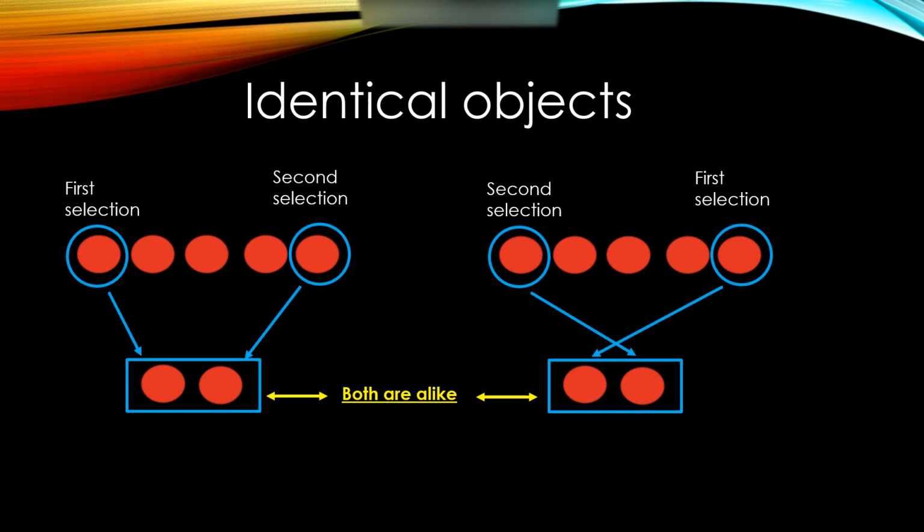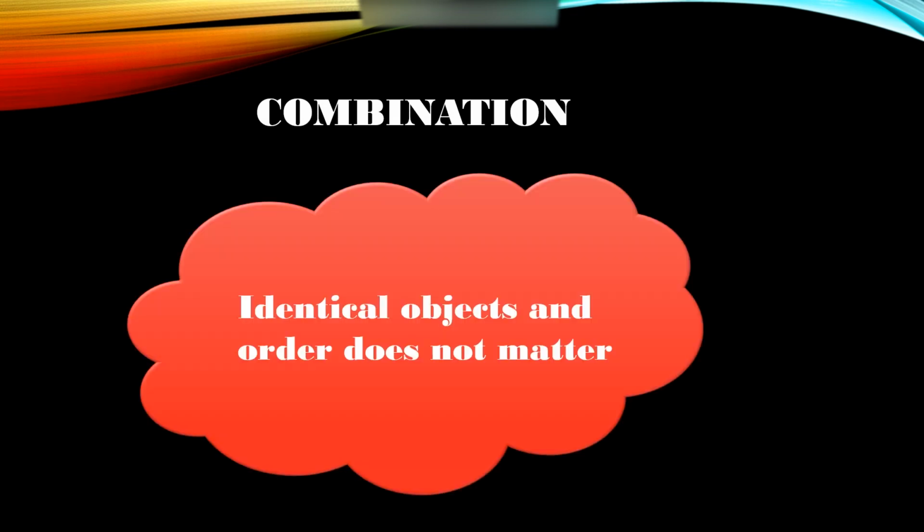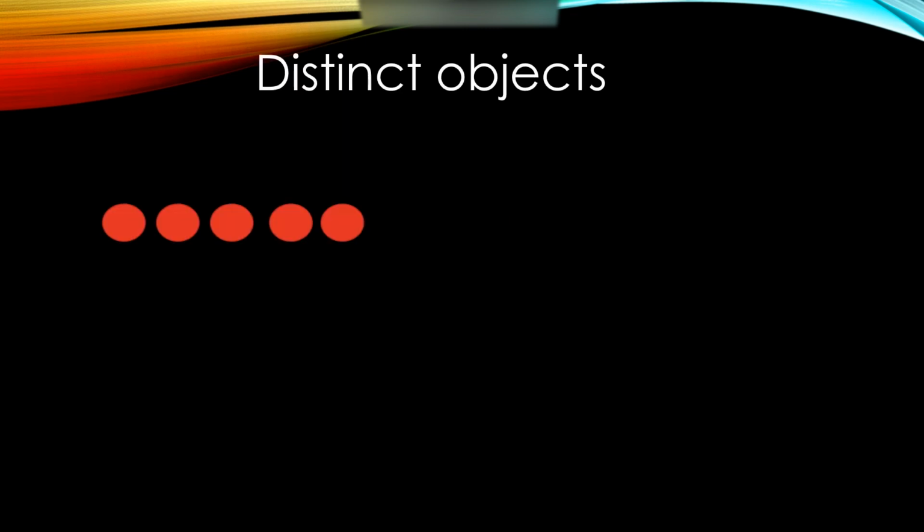It leads to a very important concept that order of selection does not matter when we are dealing with identical objects. And in this scenario, combination is the counting technique that fits in. So when you're dealing with identical objects or a scenario where order does not matter, always make use of combination. Let's move ahead and see some other activities.